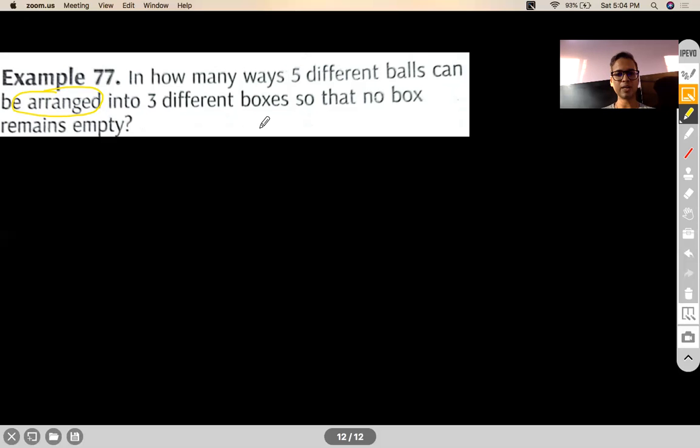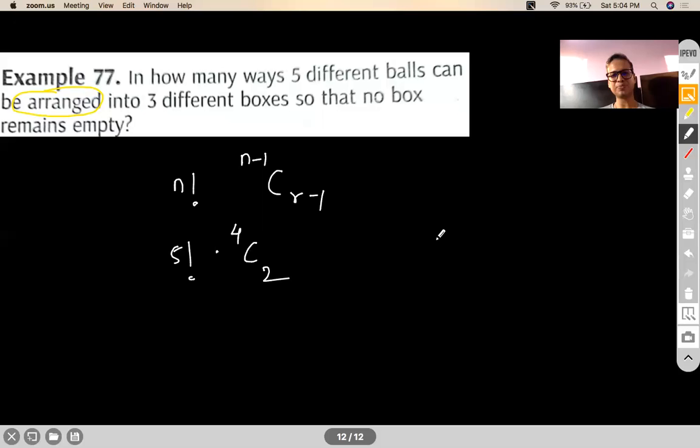Done? Simple. No box remains empty means blank groups are not allowed. So what is the answer? N factorial into n minus 1 C r minus 1, right? So 5 factorial into 4C2. Correct? So it's 120 into 6, 720 ways. Is that clear? Any questions, any concerns here, please do highlight.